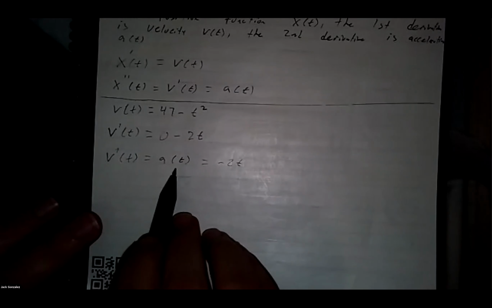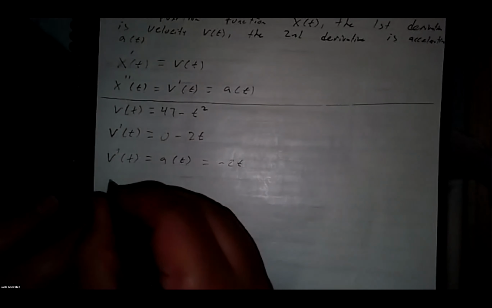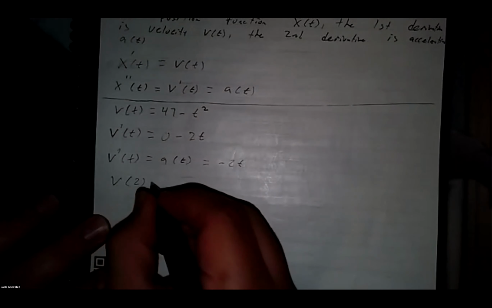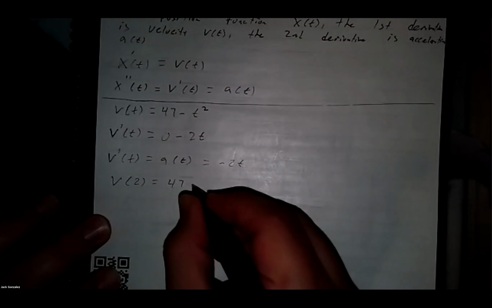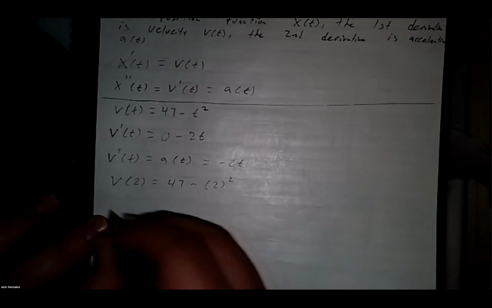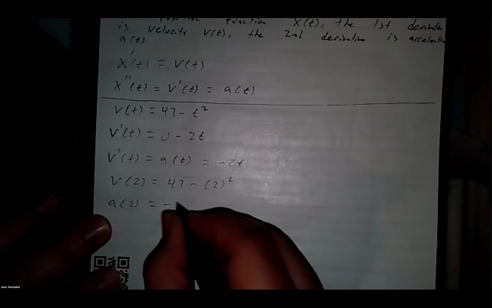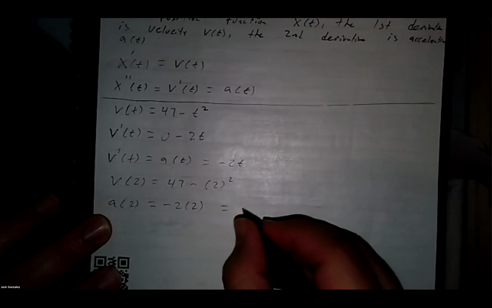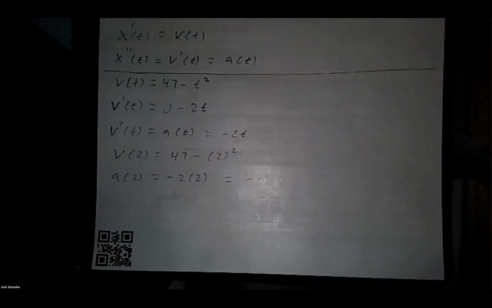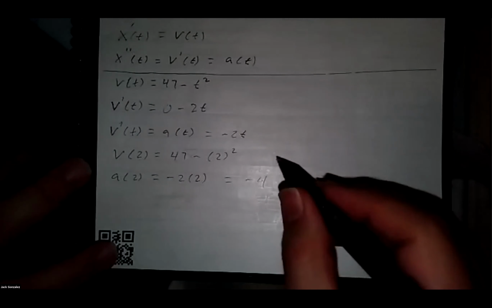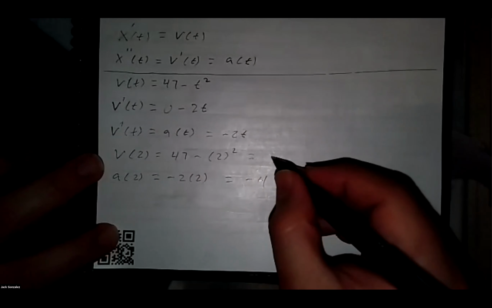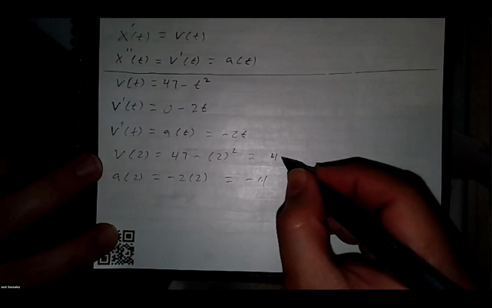So now that you have this, you can answer the question. So v of 2 means 47 minus 2 squared. Acceleration at 2 seconds is going to be negative 2 times 2, which is negative 4. That's what you have to do. So this would be, what, 44, right? Or 43.